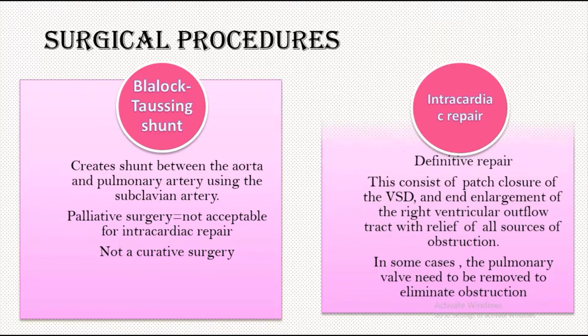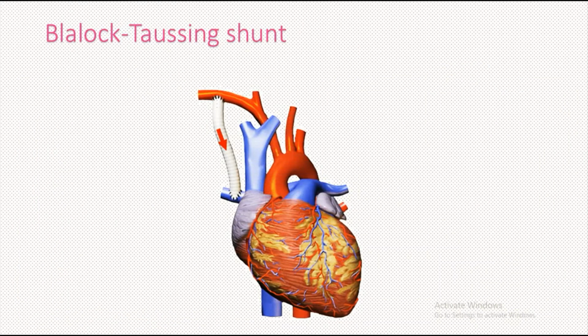The second option is an intracardiac repair. It is a definitive repair. This consists of a patch closure of the VSD and enlargement of the right ventricular outflow tract with relief of all sources of obstruction. In some cases, the pulmonary valve needs to be removed to eliminate the obstruction. So there are two surgical procedures, the Blalock-Taussig shunt and the intracardiac repair. You can see the picture of the Blalock-Taussig shunt, which is created between the pulmonary artery and the aorta using the subclavian artery.